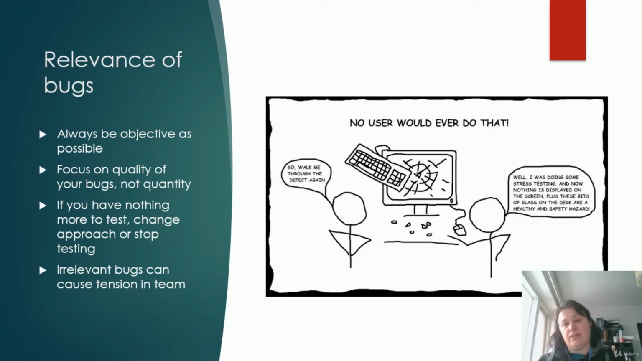A little bit about relevance of the bugs. This is something that I found very frustrating sometimes. Be as objective as possible, and focus on the quality of your bugs, not quantity. I mean, sometimes there's recognition for the person who reported the most bugs, but it's not necessarily the right way to measure someone's efficiency.